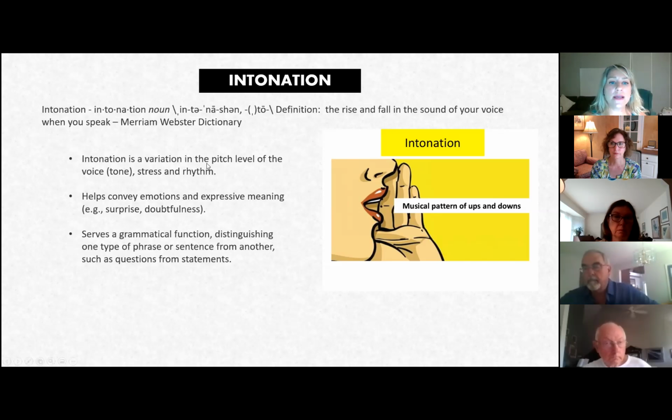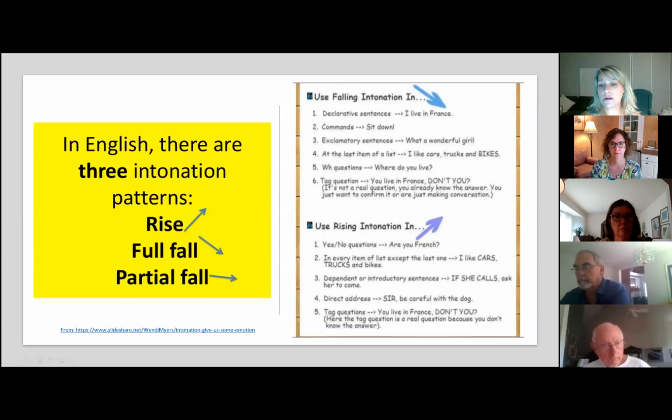So intonation then is this sort of rising and falling of sound, and it often serves a grammatical function. If we look at the patterns, sorry, this is a little bit blurry, but the falling at the end of a sentence tends to be in declarative sentences. So, I live in France. Notice how I fall. Right? Commands: sit down, okay? Exclamatory sentences.